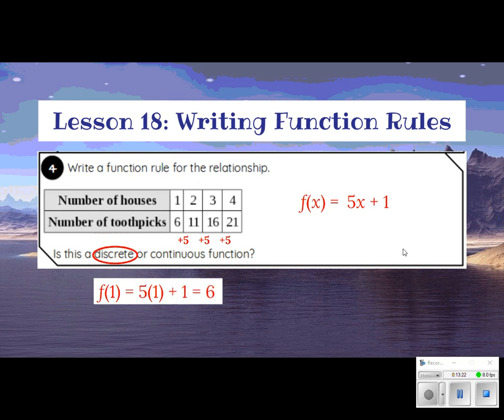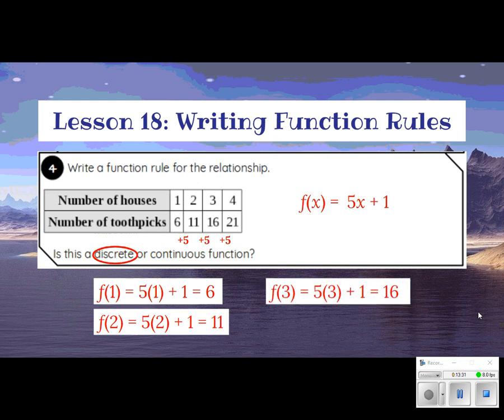Now that changes to 5 times 1 is 5, plus 1 is 6. Let's check the others. 5 times 2 is 10. 10 plus 1 is 11. 5 times 3 is 15. 15 plus 1 is 16. 5 times 4 is 20. 20 plus 1 is 21. All of these match what I have in my table. If they don't match, you have to reevaluate and go back and look at your function and see what changes you could make. All right, so we're doing pretty good. We are writing function rules. We are checking them by plugging things in.